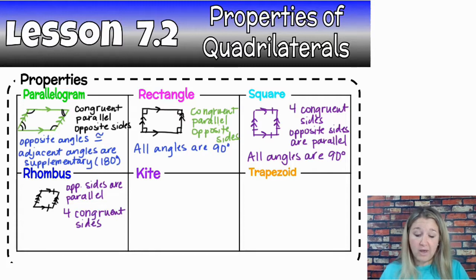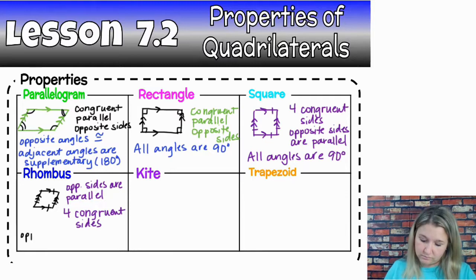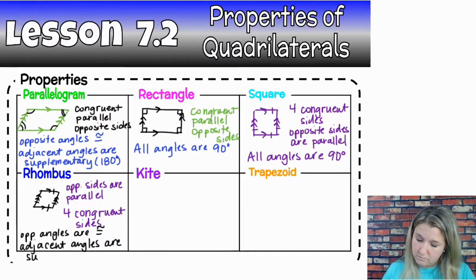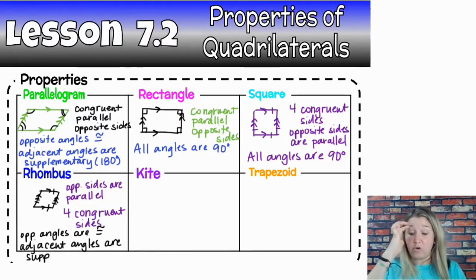Another thing we didn't talk about with the rhombus that is still true about the rhombus is that the opposite angles are going to be congruent and adjacent angles are going to be supplementary. So I did some abbreviation. I did OPP for opposite, and then SUP for supplementary.